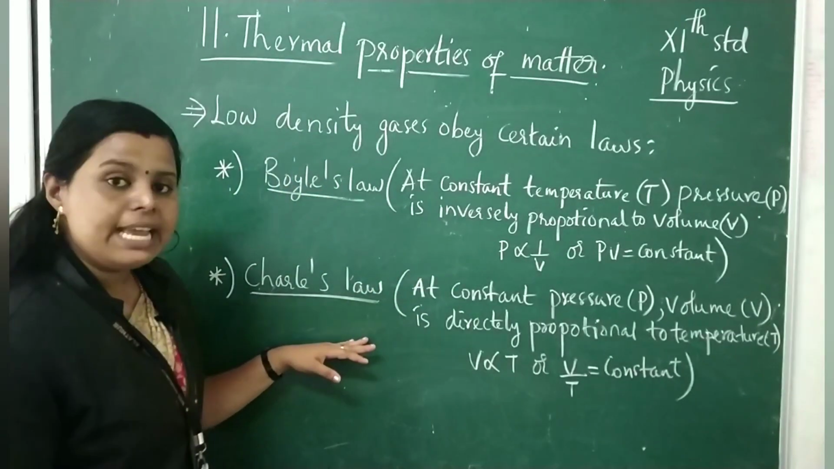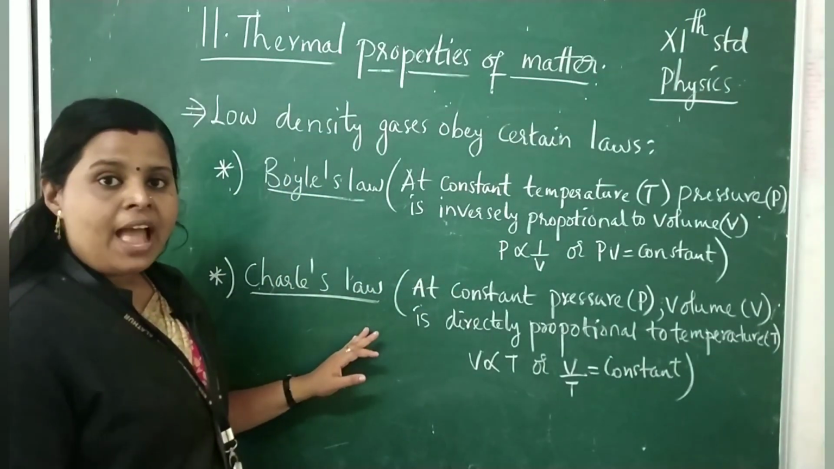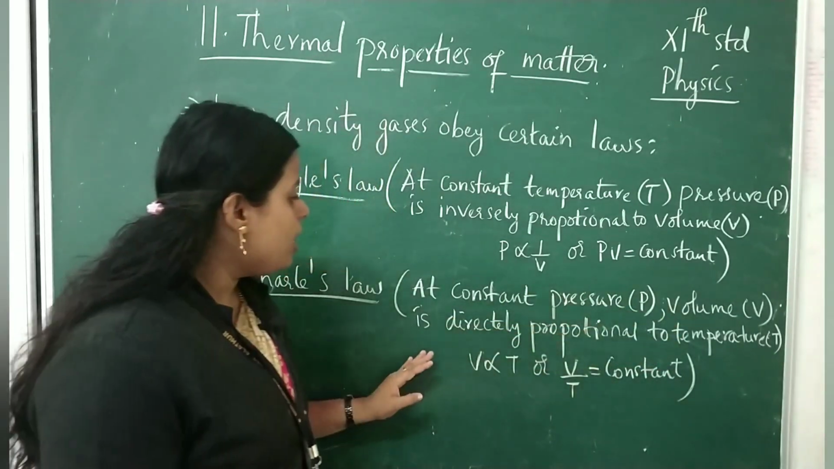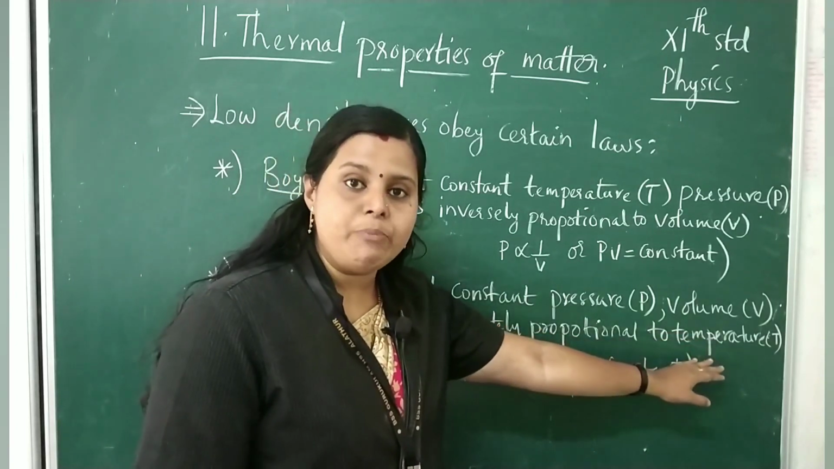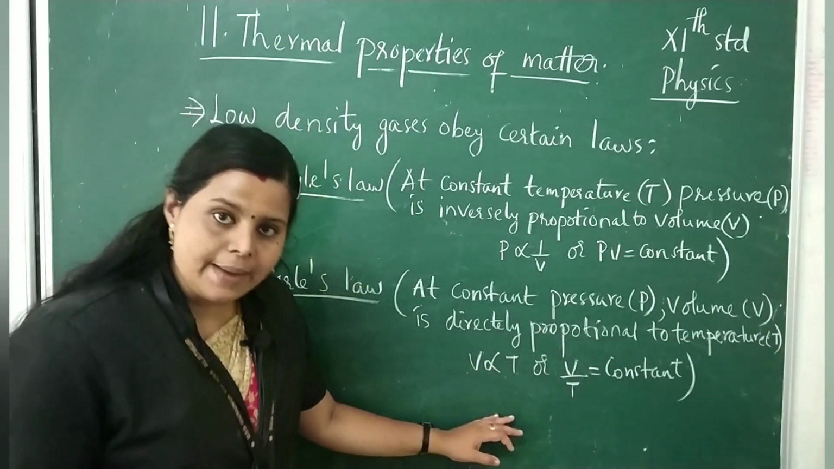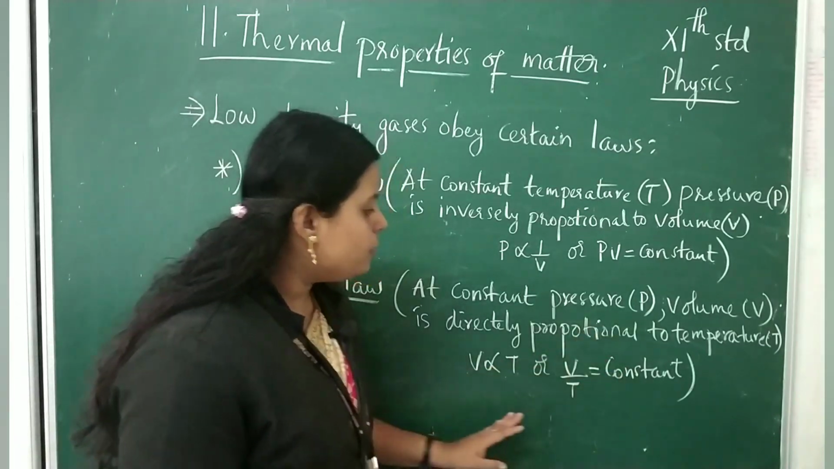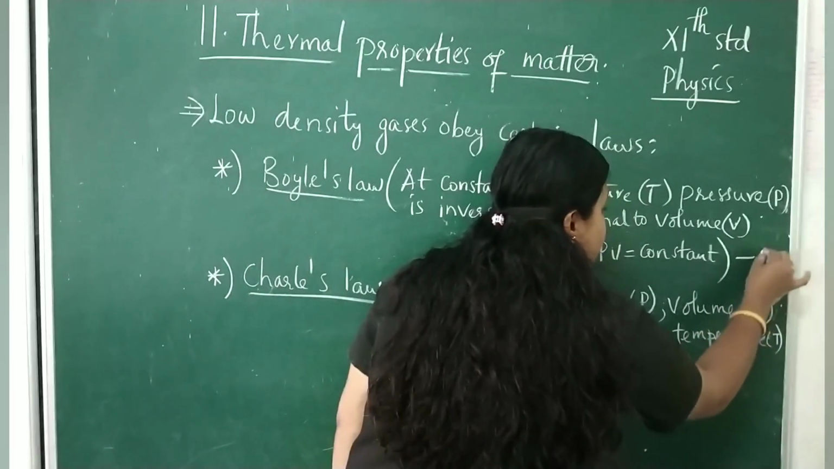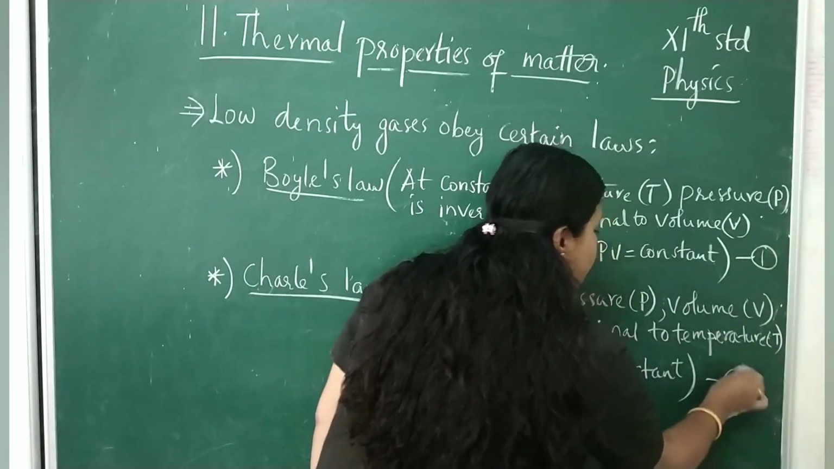Now what about the second law, that is Charles' law? According to this law, at constant pressure P, volume V is directly proportional to the temperature T. So volume V is directly proportional to temperature, or we can write V by T is a constant. Now listen children, let it be equation number 1 and let this be equation number 2.